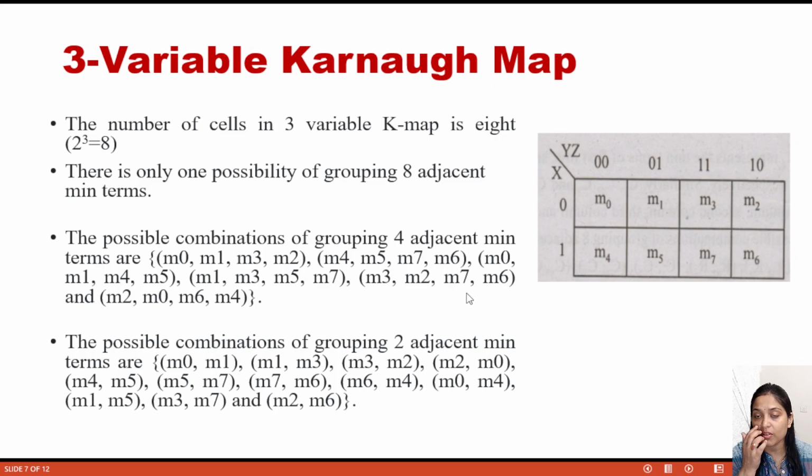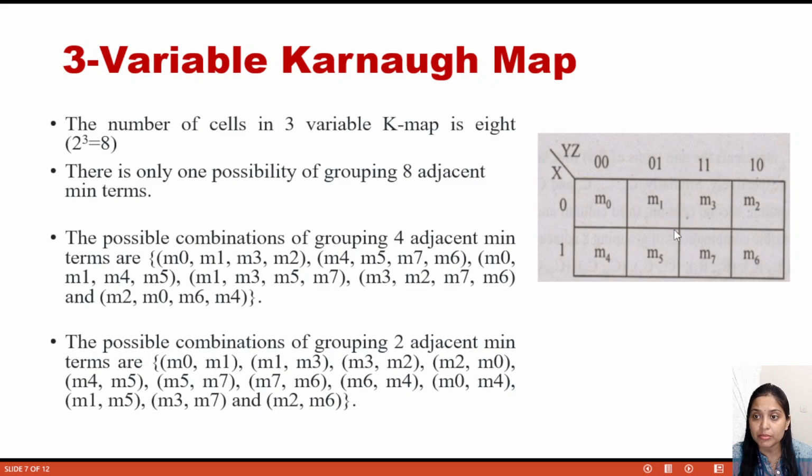Here you can see how many quads you can form: 1, 2, 3, 4, 5, 6 quads. That means m0 m1 m3 m2, and then m4 m5 m7 m6. This is another quad. Then m0 m1 m4 m5. This is another quad.